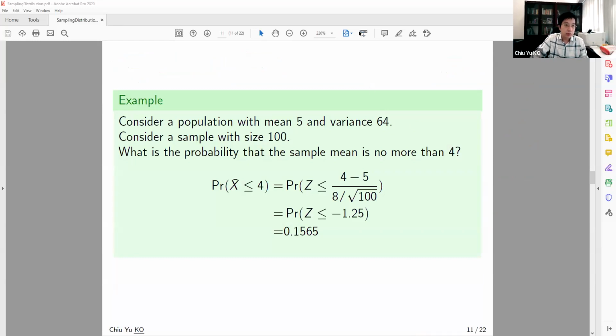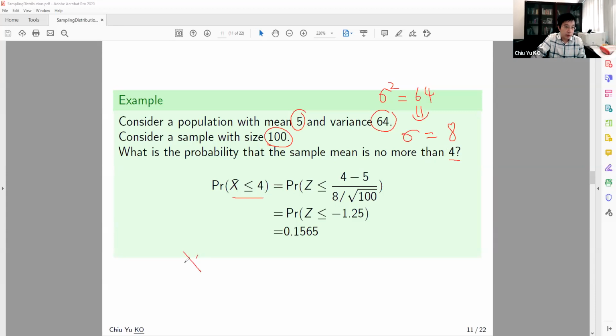So, if there's no question from you, let's apply it, okay? So the population mean is 5 and the variance is 64, which means sigma squared is 64, so this implies sigma is 8, okay? And the sample size is 100, that's large enough for the central limit theorem to apply, okay? So what is the probability that X bar is no more than 4, which is less than or equal to 4?